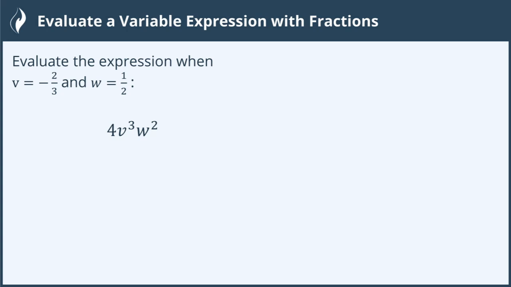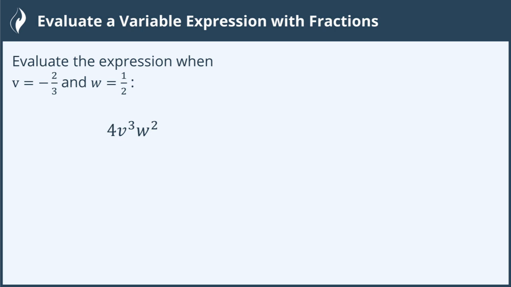Hi everyone! In this video, we are going to evaluate a variable expression with fractions. So here we have our expression for 4 v cubed w squared, where v is negative 2/3 and w is 1/2. That just means that I need to substitute the negative 2/3 every time I see a v and 1/2 every time I see a w.